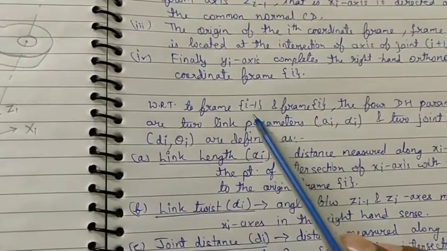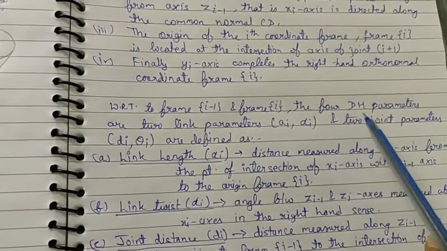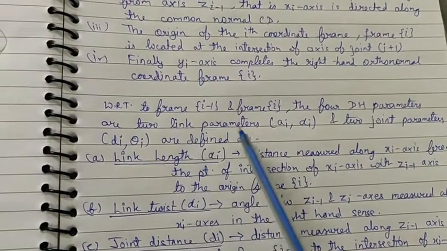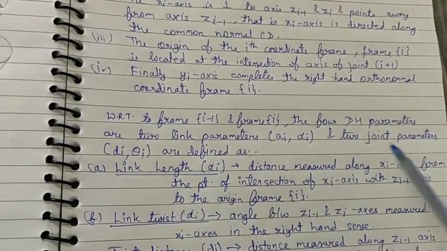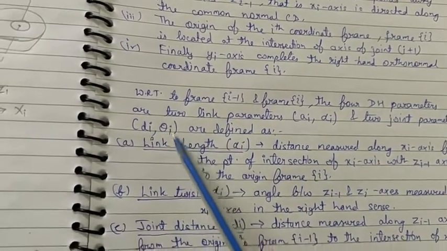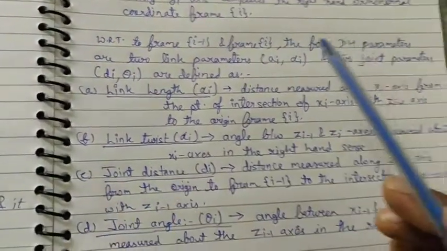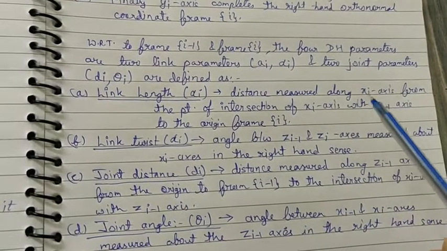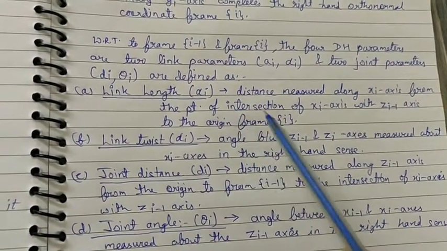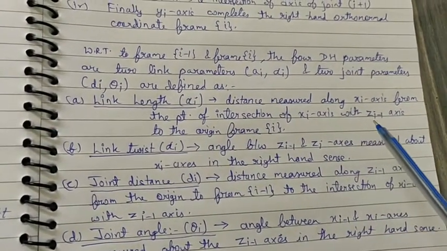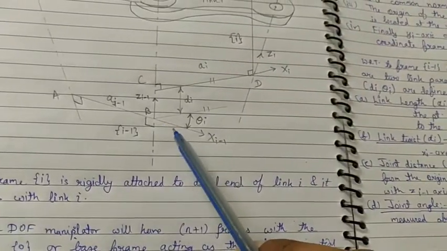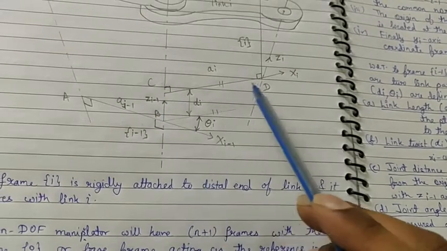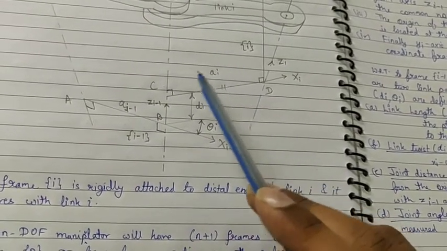With respect to frame I-1 and frame I, there are four DH parameters. What are the four DH parameters? a_i, alpha_i, which are link parameters, and joint parameters d_i and theta_i. What is the link parameter a_i? The distance measured along the X_i axis from the point of intersection of the X_i axis with the Z_i-1 axis. What is alpha_i? This one, this is alpha_i.